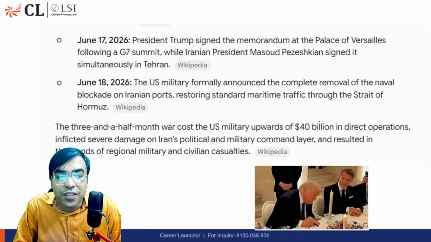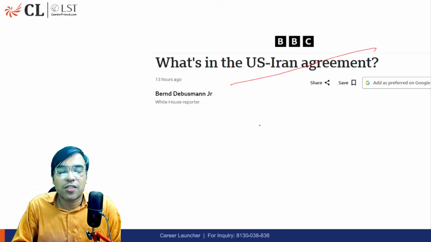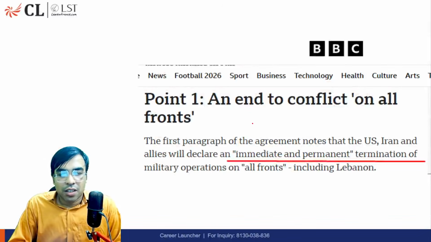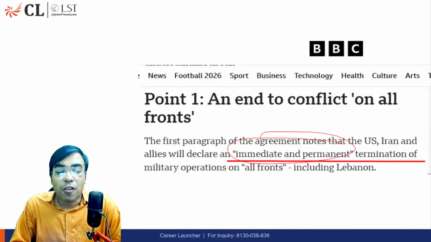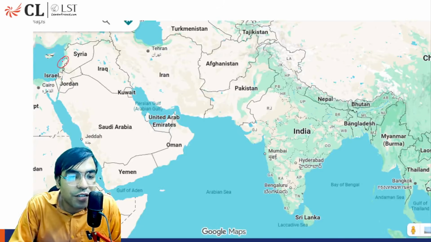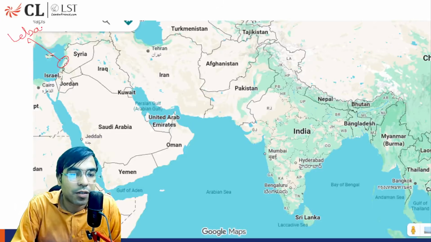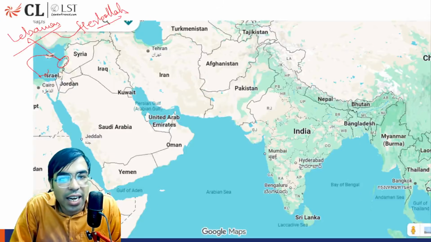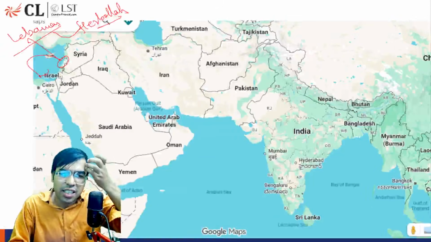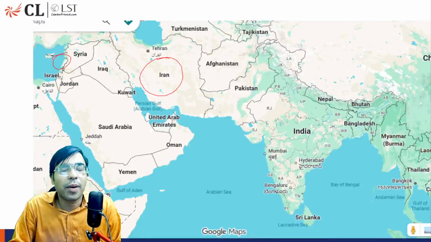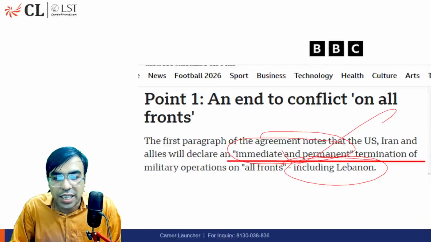And there are a lot of things that were agreed. These are the 14-point agreement that we're talking about. First, immediate and permanent termination of war, including the Lebanon front. Why are we talking about Lebanon? Because here is Israel, and to the north of Israel you will find Lebanon. There's a grouping called Hezbollah, which was fighting for Iran. Hezbollah was also attacking Israel, because Israel had attacked Iran. These things were in the news. So Iran said, when we are stopping the war, you have to ensure that you are not bombing Lebanon also. That was one thing.